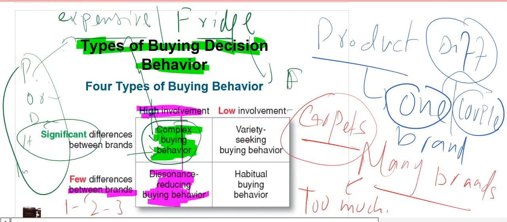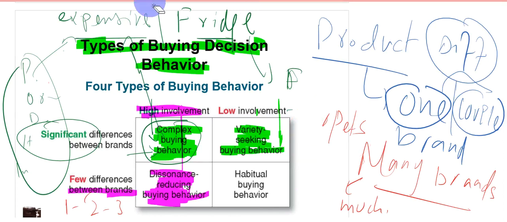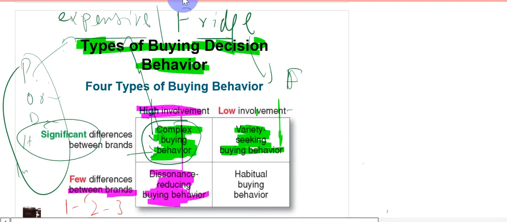Number 3. Now we will discuss point number 3, which is variety seeking buying behavior. Variety seeking buying behavior means consumers do not have very high involvement, consumers have low involvement, and there are significant differences between the brands. For example, let's take the example of biscuits.